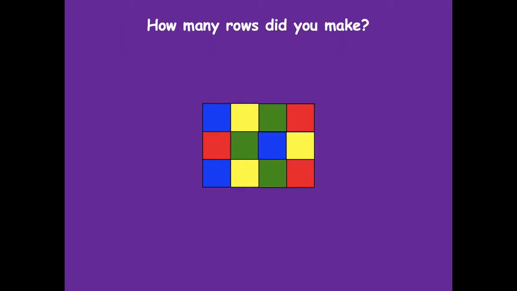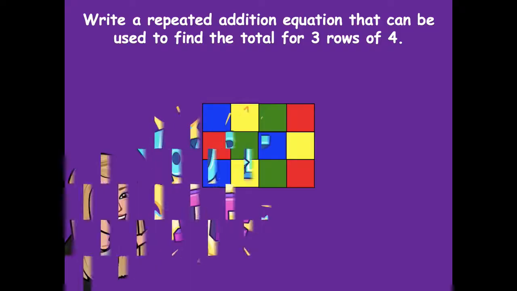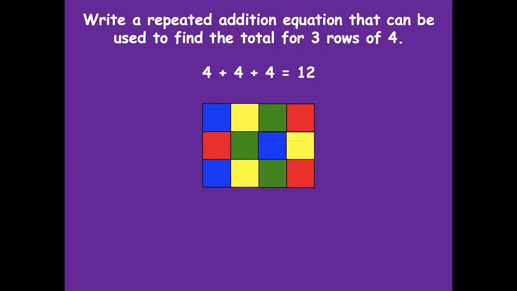How many rows did you make? 3. How many tiles are in each row? 4 tiles. Write a repeated addition equation that can be used to find the total for 3 rows of 4. So pause your video, write your repeated addition equation, and then click play when you're ready to go over it together. All right, friends. So we have 4 plus 4 plus 4 because there's 3 rows. So that's why you have 3 addends, and there's 4 in each row.